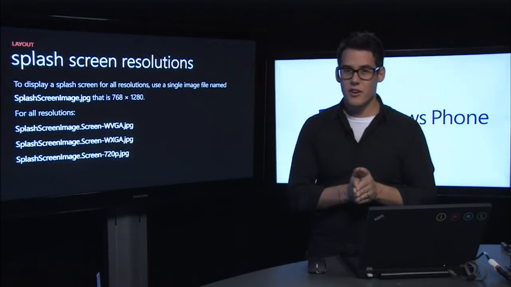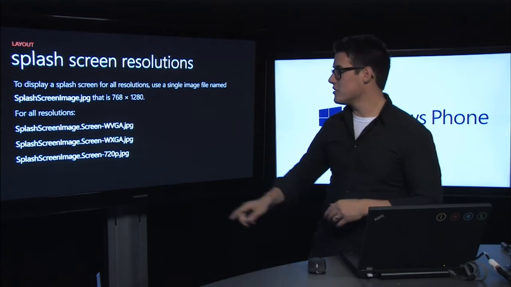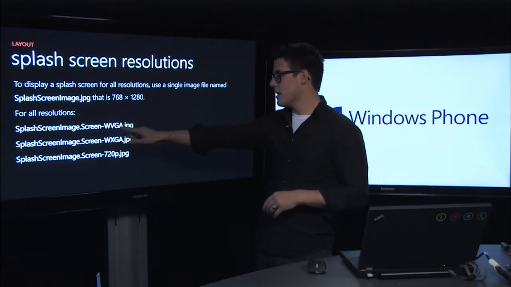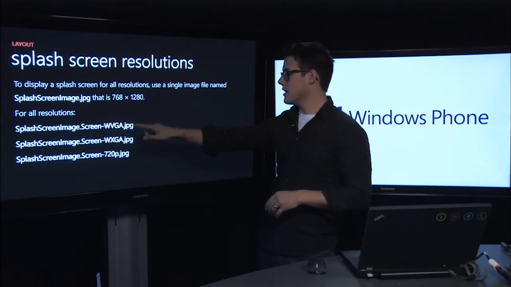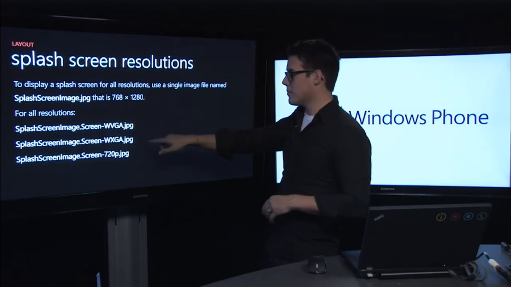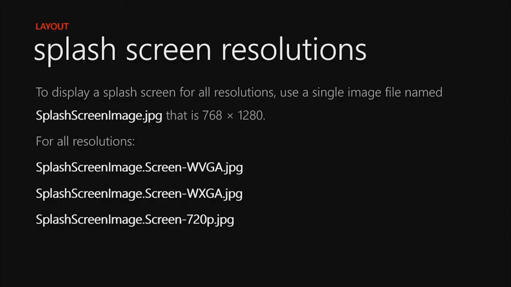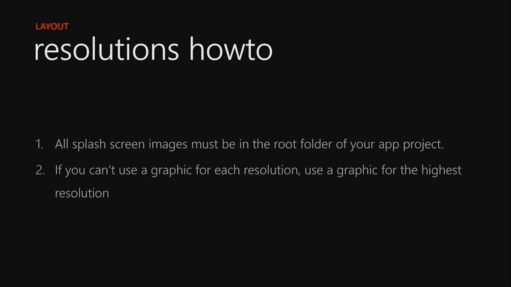If you want different graphics for each of the resolutions, name them SplashScreenImage.Screen-WVGA.jpg, or WXGA, and put those all in the root folder. These graphics have to be in the root folder or they're not going to show up as your splash screen. Another thing to note, all splash screen images need to be in the root folder.